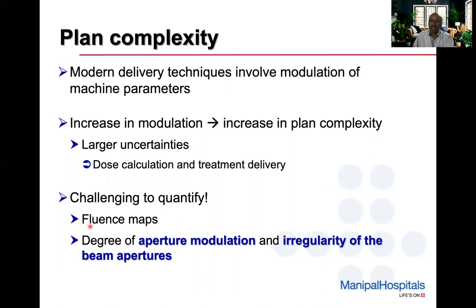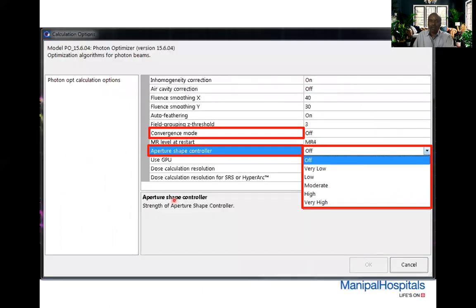In the good old days, fluence maps were used to quantify plan complexity, but that is no longer used. Currently, the accepted methodologies are the degree of aperture modulation and the irregularity of the beam apertures. These are the two indicators for assessing plan complexity. Eclipse has an aperture shape controller to reduce or allow highly complex plans, and also the convergence mode.